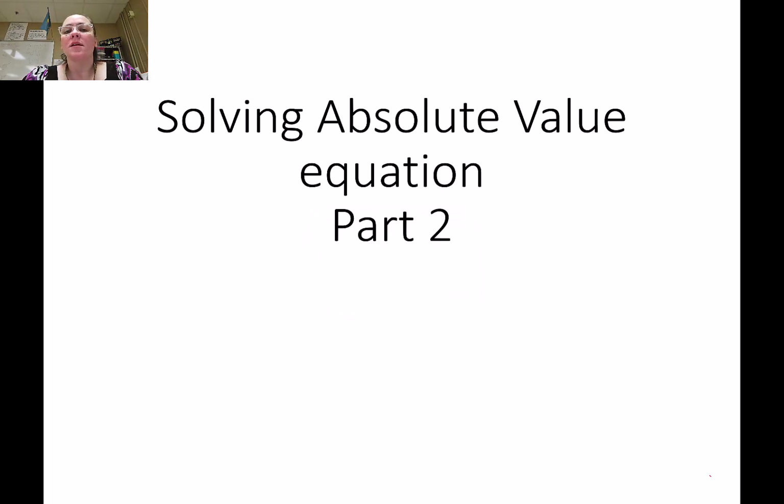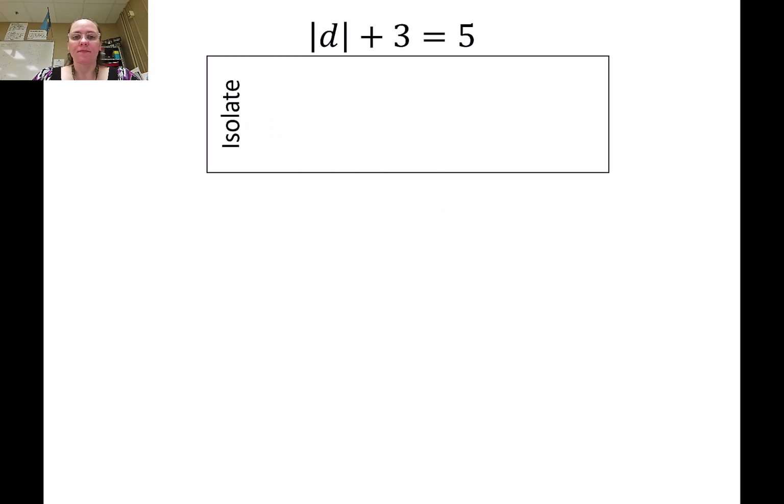Okay, today we're going to continue talking about solving absolute value equations. So remember that we have to make sure that the absolute value part is by itself before we can set up the two equations. So we're going to isolate our absolute value first.